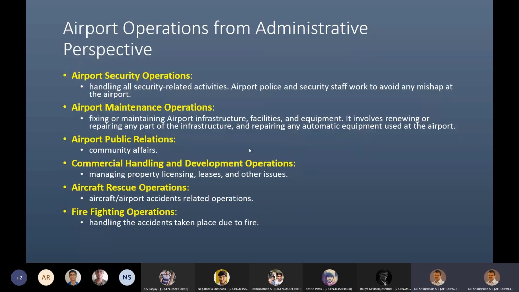So you need to have a public relations department with an experienced person to manage it administratively, and you should have adequate staff under the public relations. Then activities related to leasing and other commercial activities related to the property, and you need to have a commercial development operations manager, or a department which is focused on such activities.